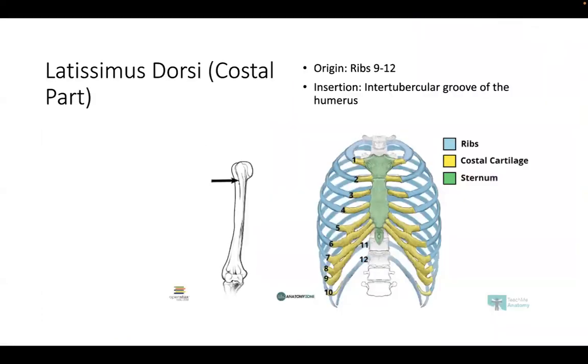So the next part is the costal part of the latissimus dorsi. The origin is ribs 9 to 12, which is located here at the bottom of the rib cage. And then the insertion is the same. It is also the intertubercular groove of the humerus, which is located over here.